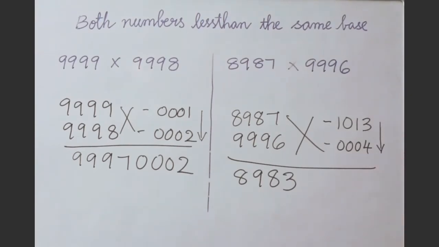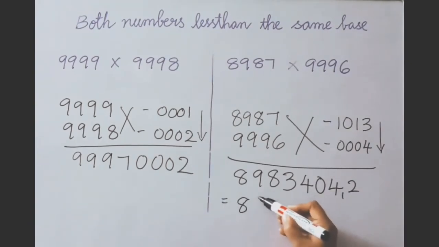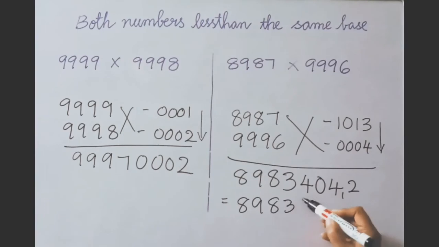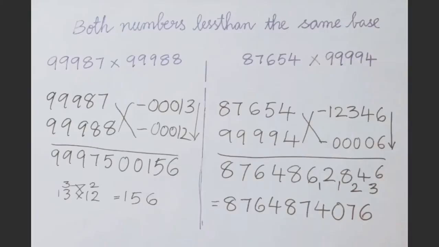So minus into minus is plus. Now multiply with 4. 4 ones are 4. 4 zeros are 0. Again 4 ones are 4. 4 threes are 12, 2 carry 1. So the final answer we shall write now: 8983 40 4 plus 1 5 2. So this is the answer for this multiplication.